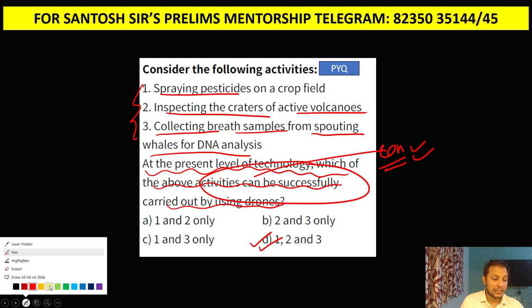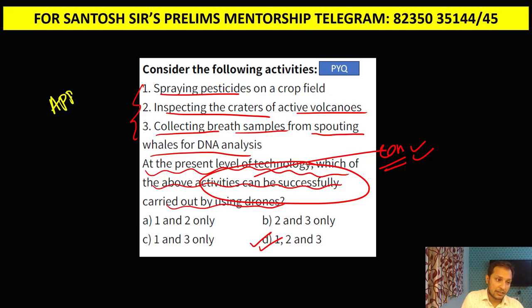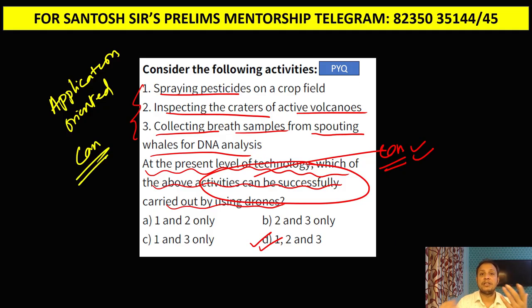In application oriented questions, I'll just write it down for you. Application oriented questions, if the word can is used, for example, how many of them can be achieved using this technology, or how many of the above are possible using this technology. Generally the answer will be all, because possibility denotes a correct statement in UPSC.